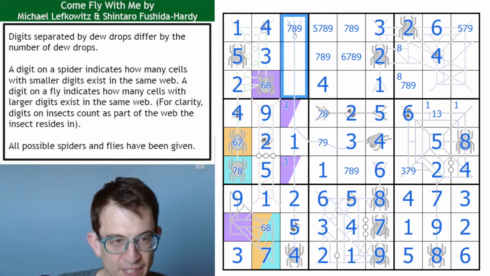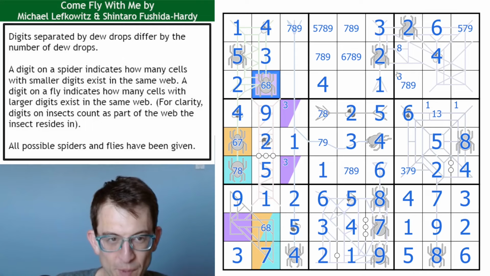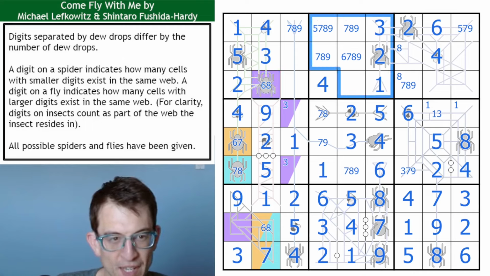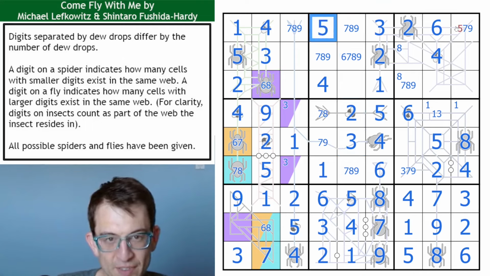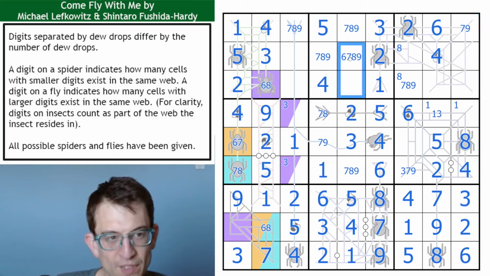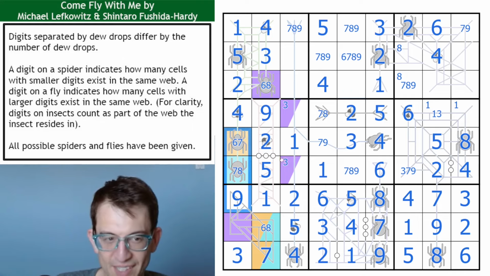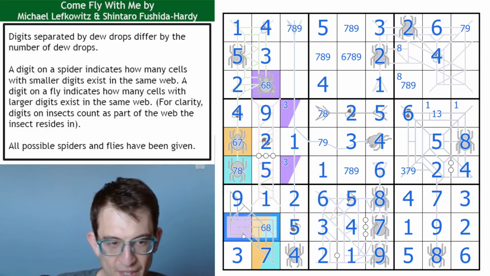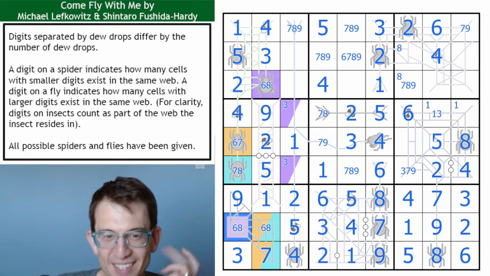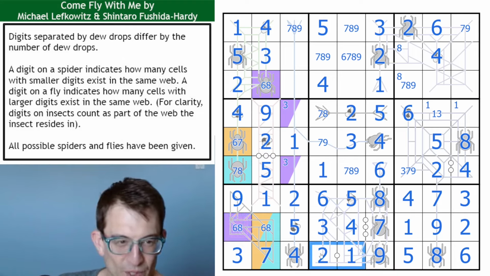7 and 9 are definitely here with whatever's missing from the purple. 5 is here now. 6, 7, 8, 9. One of these is the 6. One of these is the 6. Yeah, no, it's not helpful. Okay. This is a 6, 8 pair. I don't think that coloring's gonna help me at all. Okay. That's done, that's done.